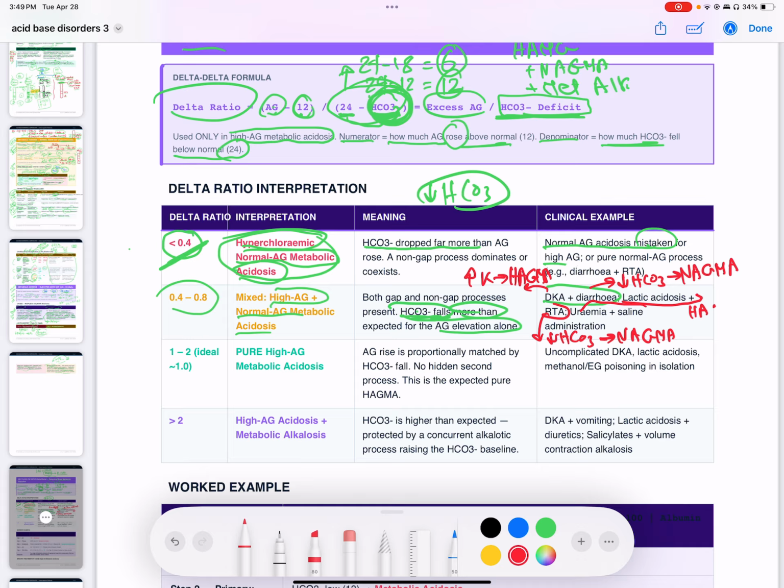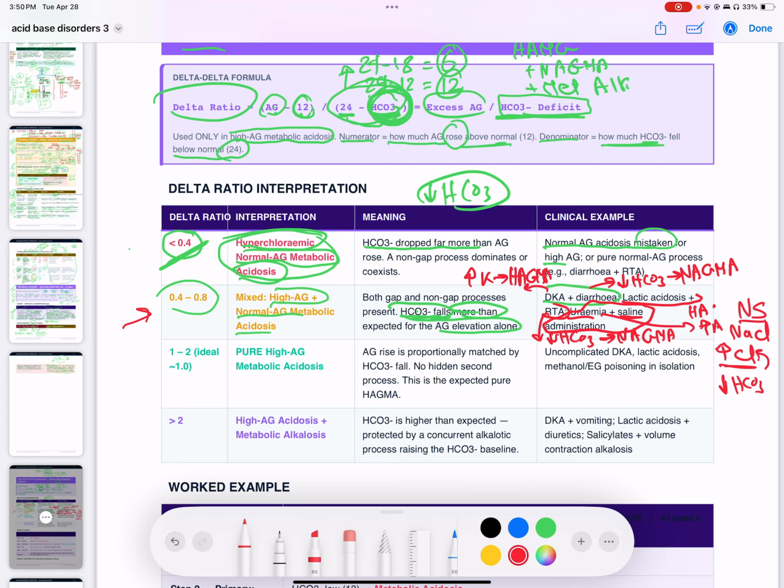Or uremia plus saline. Uremia will cause what? High anion gap. And the saline, again, we talked about it. When you are giving normal saline, you are giving NaCl, so you are increasing the chloride. In response to the chloride, you don't want the anions to go more than the cations. So what you do is try to decrease the bicarb to compensate for the increase in the chloride. So that will be a case where you can see this mixed pattern, right?